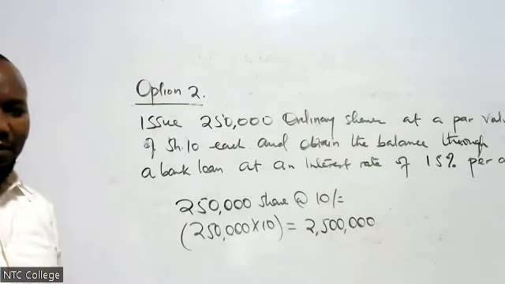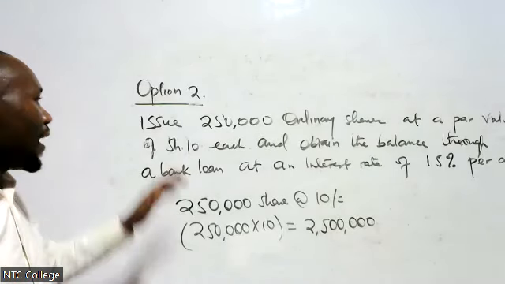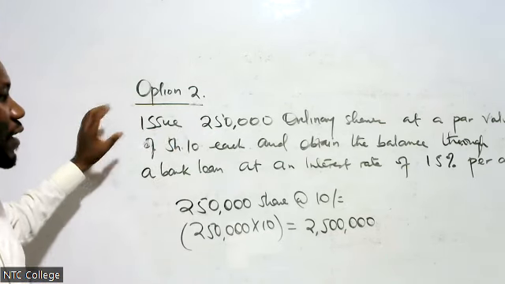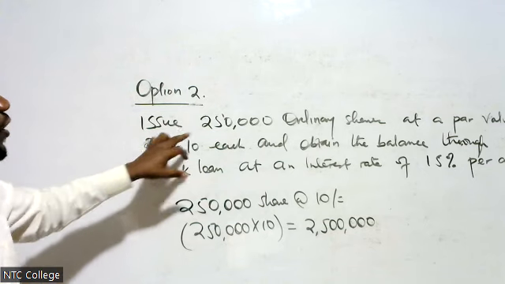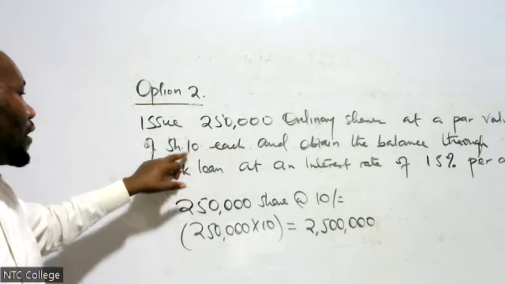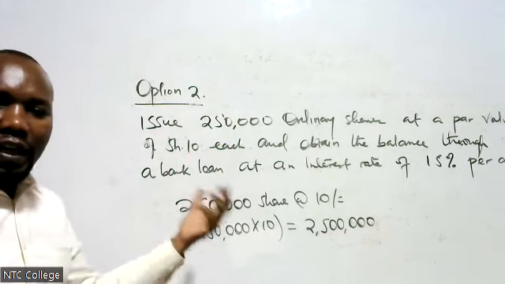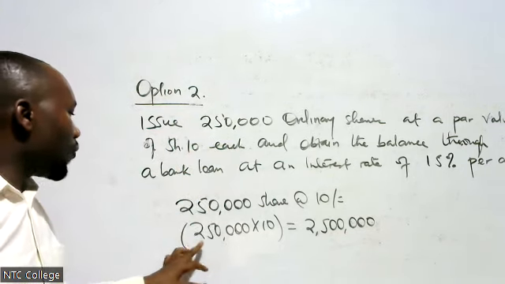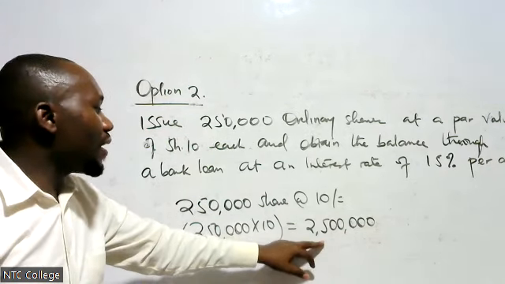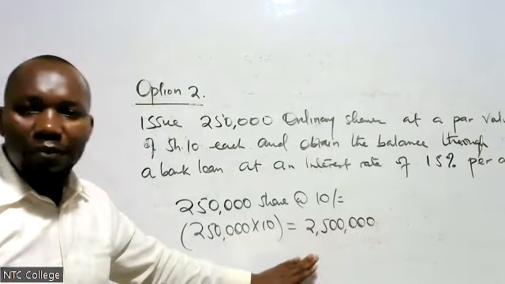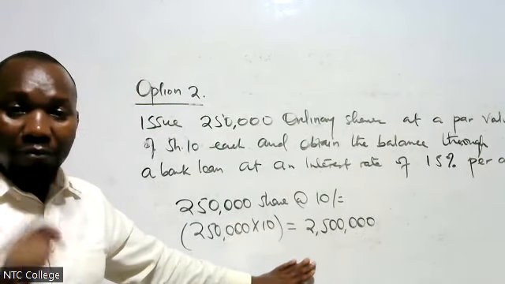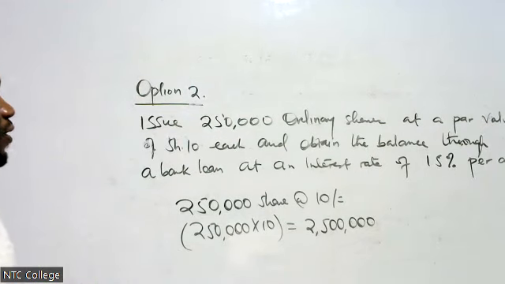Does it make sense? The first option here was to get money purely from ordinary shares. In the second option, we can issue 250,000 ordinary shares, but each is 10 shillings. So how much are we going to get in terms of money? It is 250,000 times 10 shillings, which gives us 2.5 million purely from shares. And we need 5 million. So how do we get the 5 million?